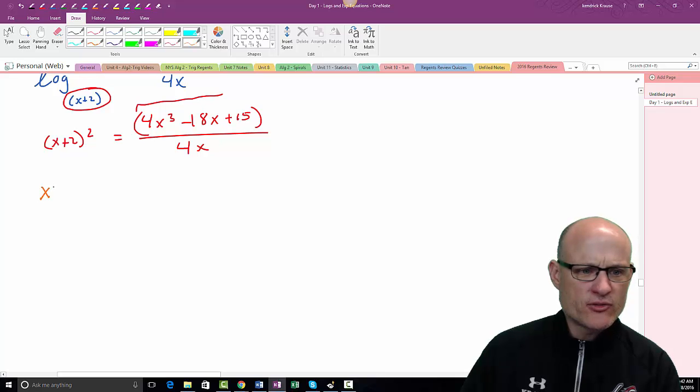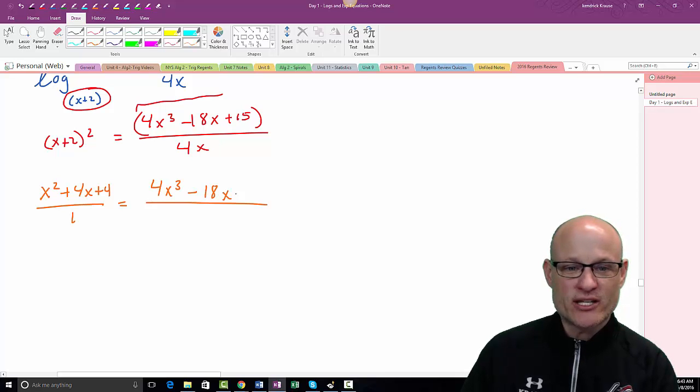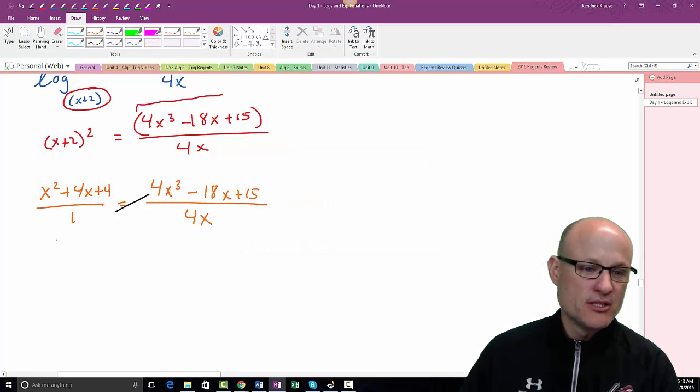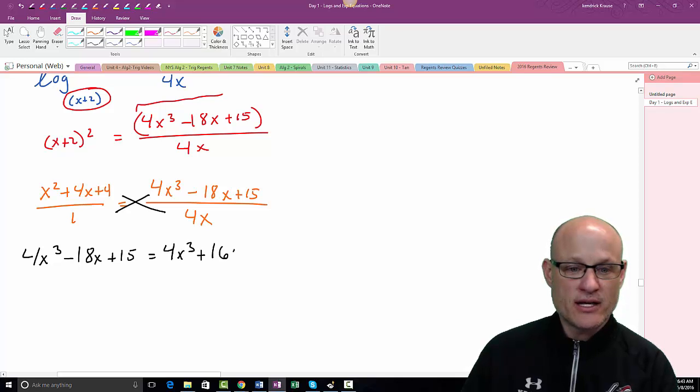So I end up with x squared plus 4x plus 4 over 1 is equal to 4x. Remember, this is a 6-point question. There's a tremendous amount of work to be done on a 6-point question. You're not going to just do it in a couple of steps. You got things to do. All right, now I can cross multiply. So 4x cubed minus 18x plus 15 is equal to 4x cubed plus 16x squared plus 16x.